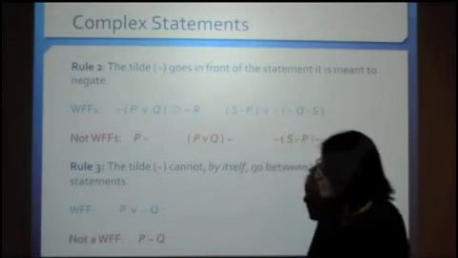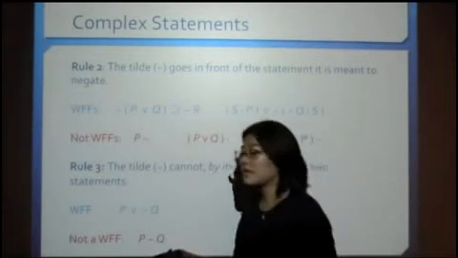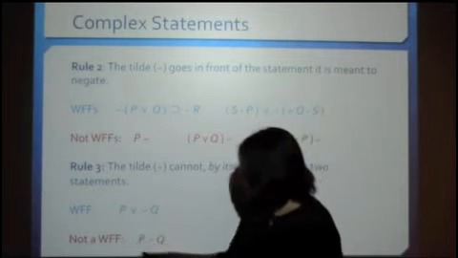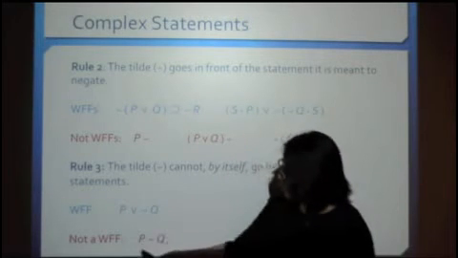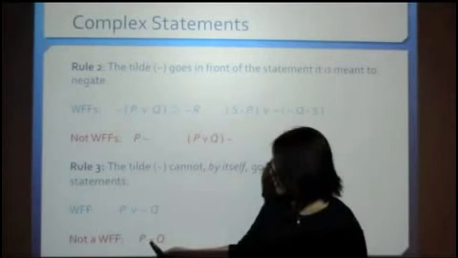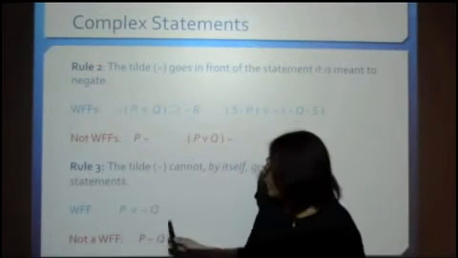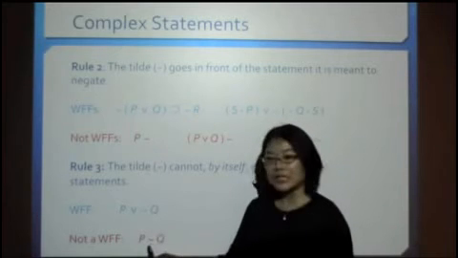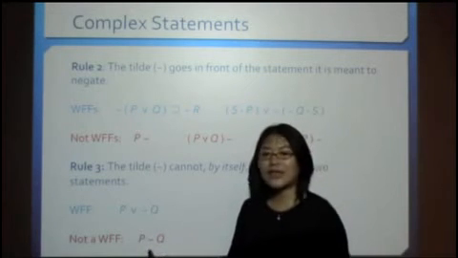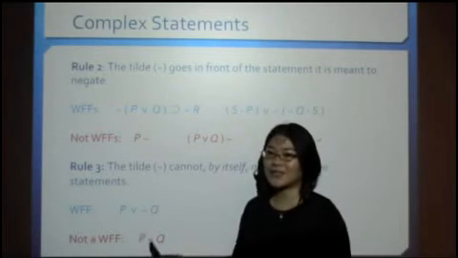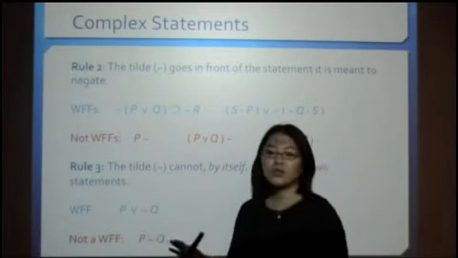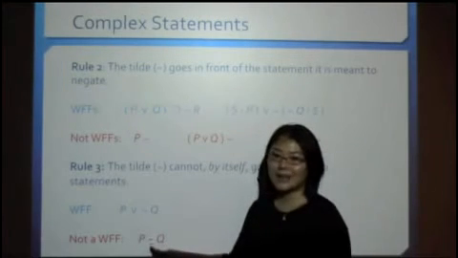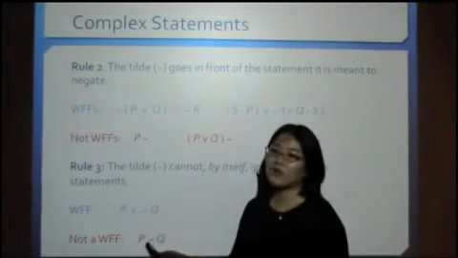So here's an example of a not well-formed formula, where you have the negation in the middle. Notice how in this case, we simply have the P statement, negation, Q. In this case, we don't have a grammatically correct statement because the tilde is not a connective. It doesn't connect two statements together. It is only used to negate a statement. So you can't use it as a connective here. So this is not a well-formed formula.